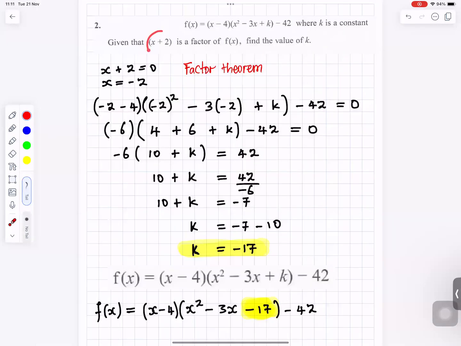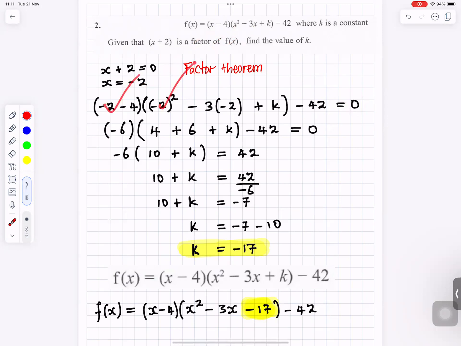It says, given that x + 2 is a factor, find the value of k. Using the factor theorem, if x + 2 is a factor, you take plus 2 to the right and it becomes minus 2. That means x equals minus 2. We substitute x with minus 2, so wherever we see x, we put minus 2, and we make it equal to 0 and solve it.